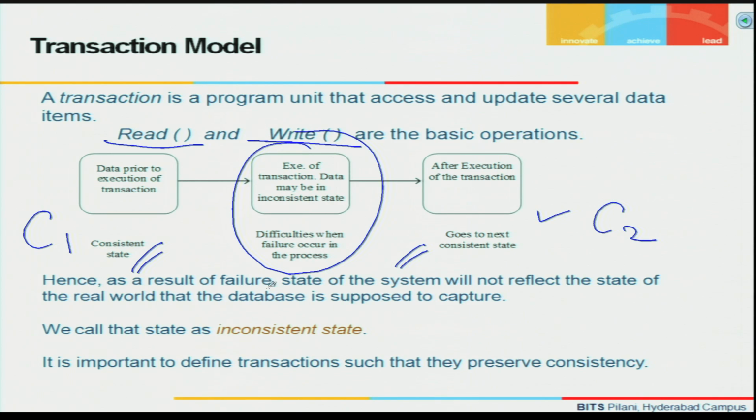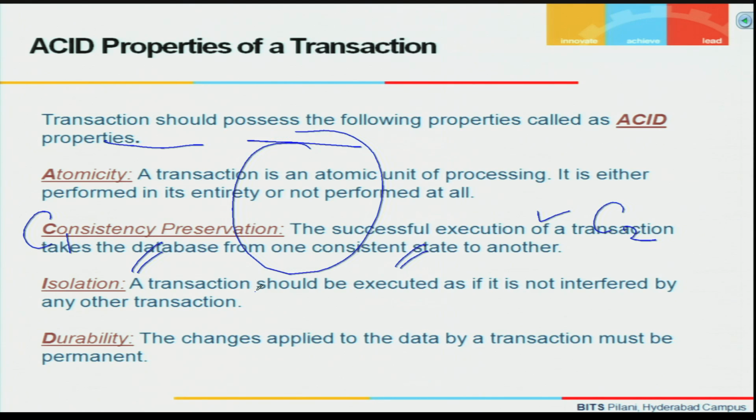Hence, as a result of failure, the state of the system will not reflect the state of the real world that the database is supposed to capture, and this kind of database state is known as an inconsistent state. And it is important to define transactions such that they preserve the property of consistency for the database. That is very, very important.